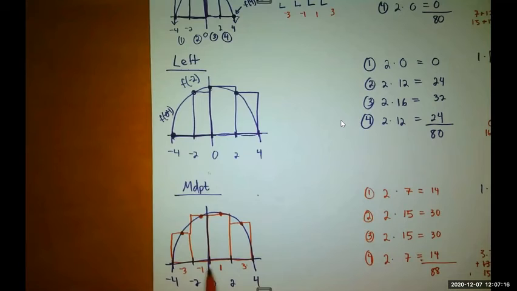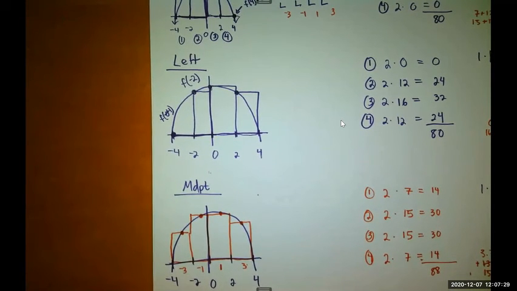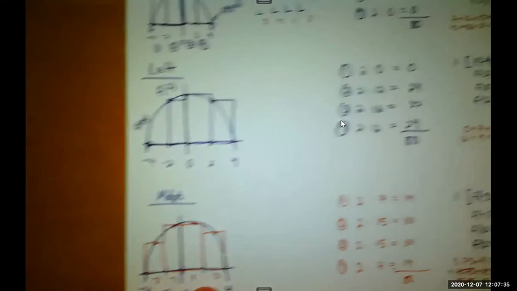And if we do midpoint, we have to calculate the midpoint between each of the values: negative 4, negative 2; negative 2, 0; 0, 2; and 2, 4. All of those go into the function because all of the rectangles go from the x-axis up to some point on the function. So that's where all these values came from.